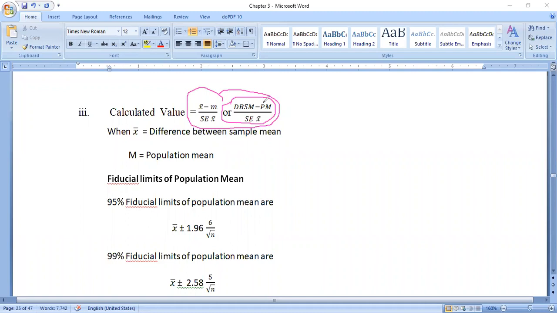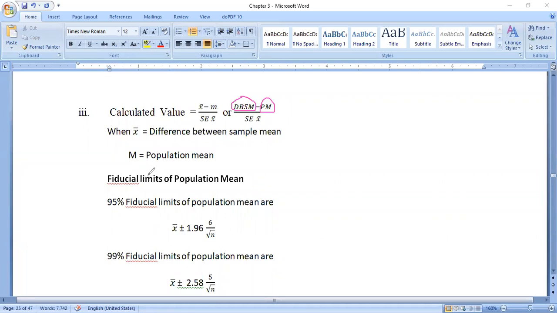This is the difference between sample mean and population mean. The difference between sample mean and population mean information will be there in the question, then divided by standard error x bar. Then after this we have to find fiducial limits also.